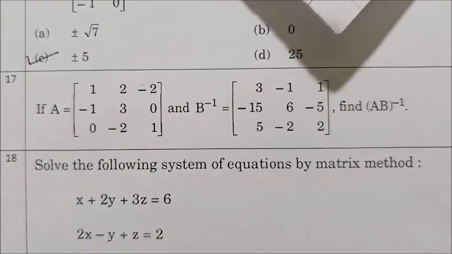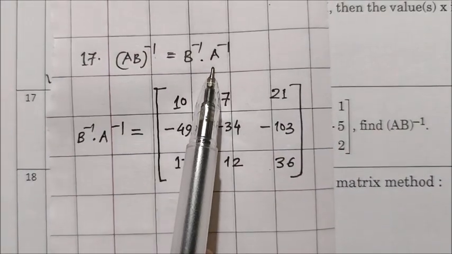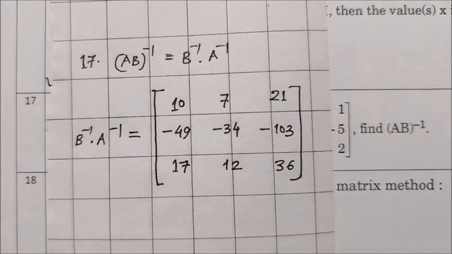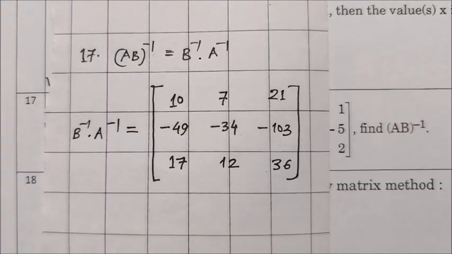So separately find A inverse and then multiply B inverse A inverse, and this is the answer that will come. You can verify the answer after you get it.